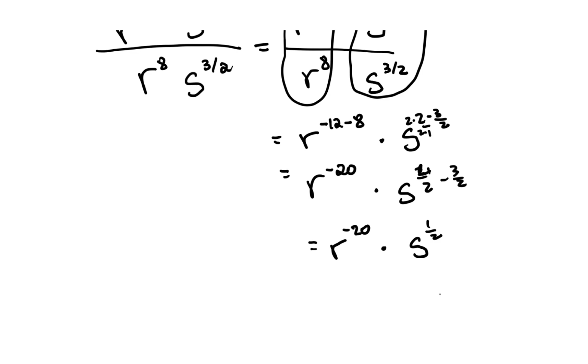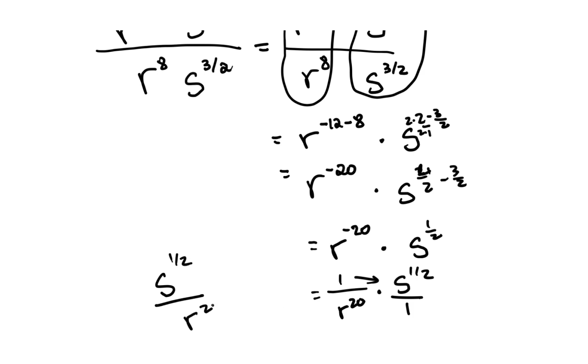Okay, so if you were to write it with positive exponents, I just want to add that part. So I will turn the negative exponent into a positive exponent. That would be 1 over r to the power of 20 times s to the power of 1/2. Okay, so I will have it over 1. Multiplying fractions, right? We multiply straight across, so the numerators together and the denominators together. So 1 times s to the power of 1/2 is s to the power of 1/2, and r to the power of 20 times 1 is r to the power of 20.